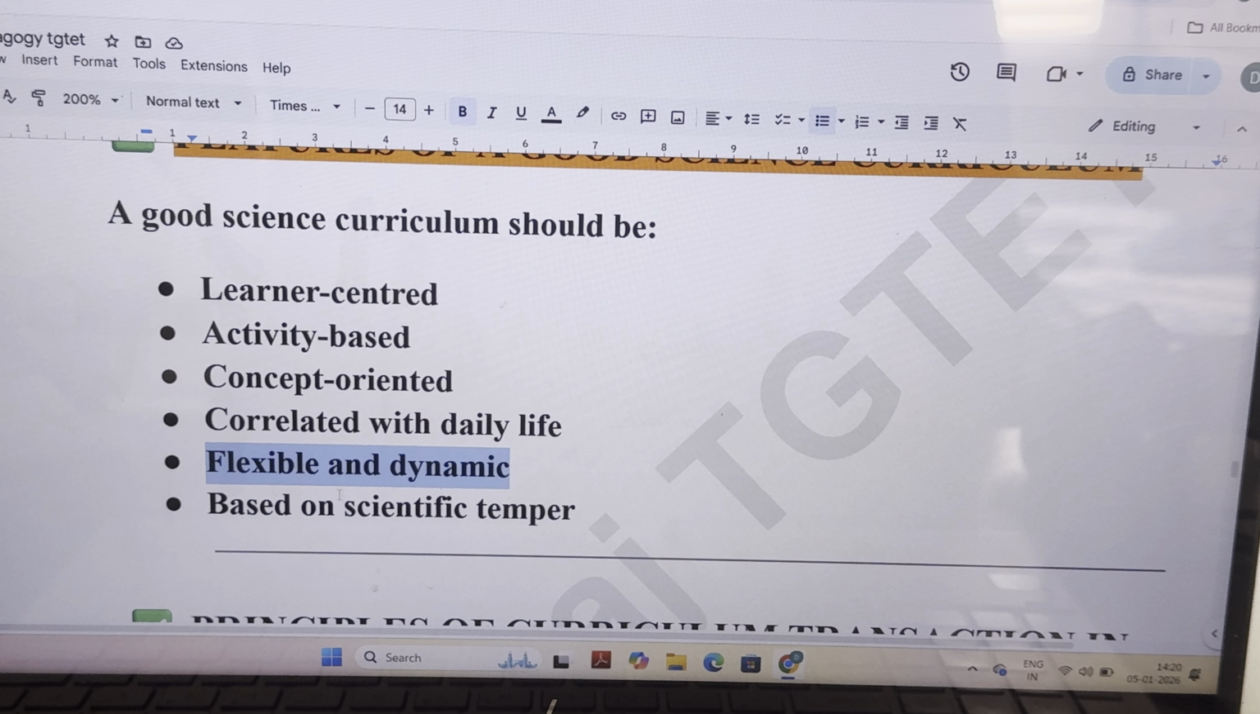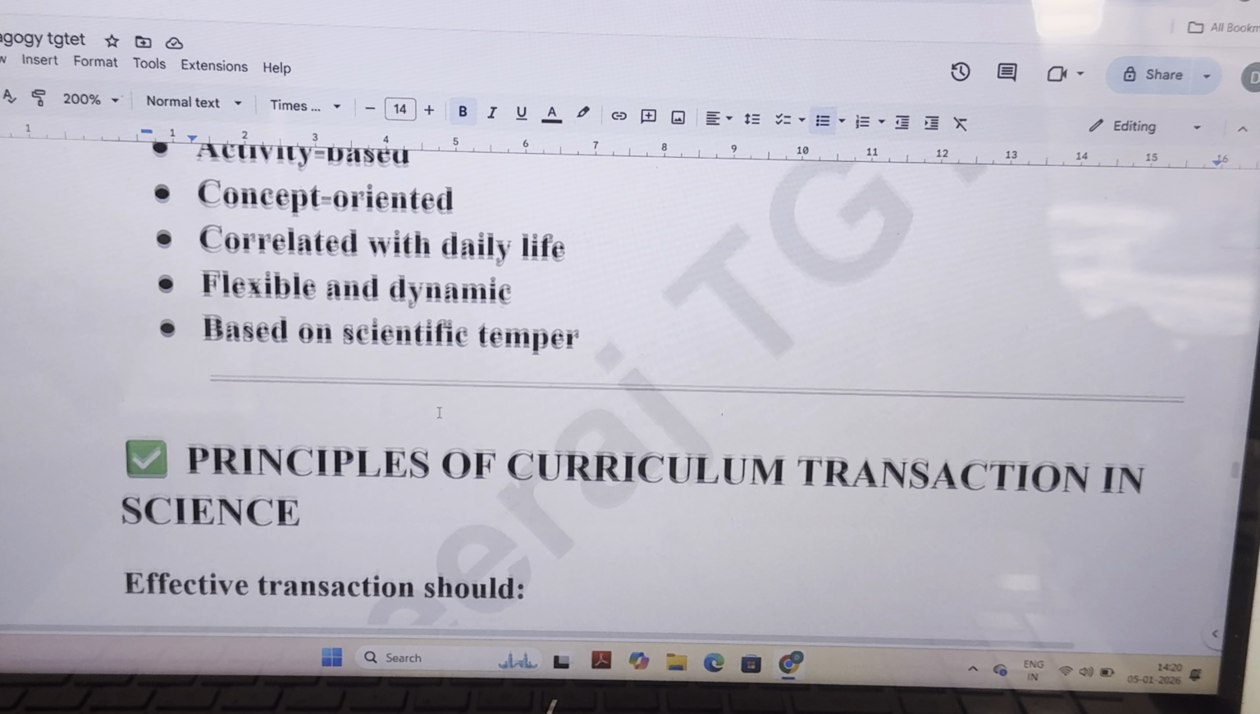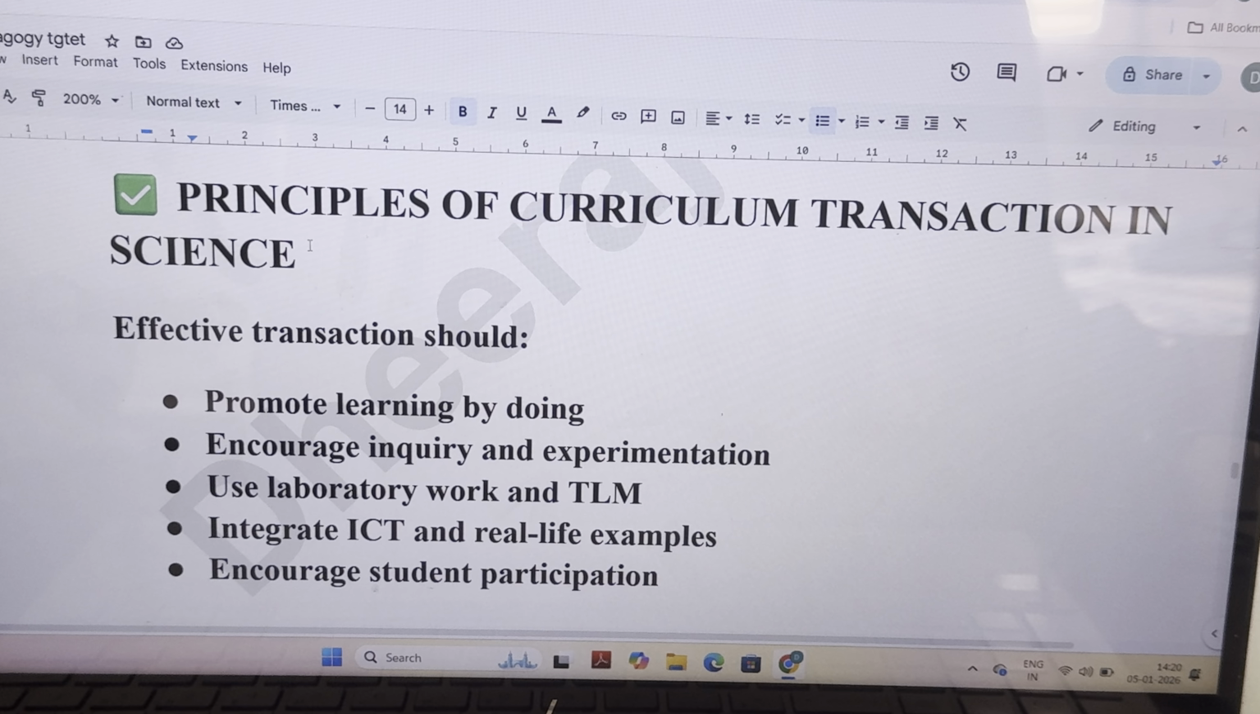It has to be latest. It has to be flexible to be taught in any environment. It has to be fixed, the science curriculum. Next, principles of curriculum transaction in science.